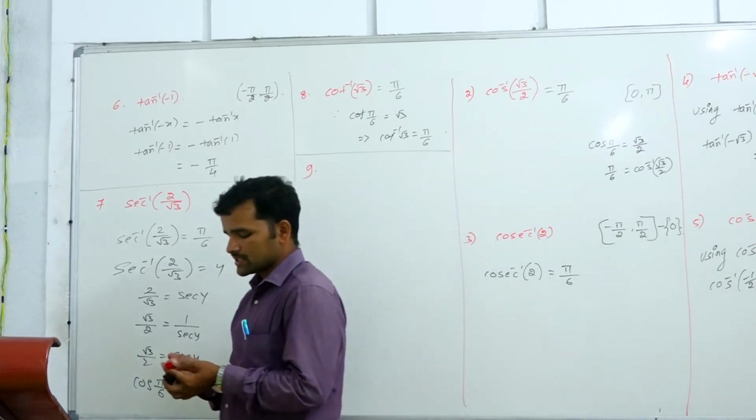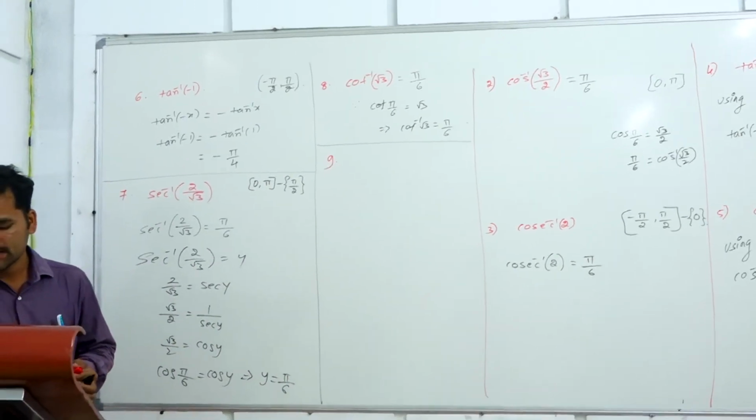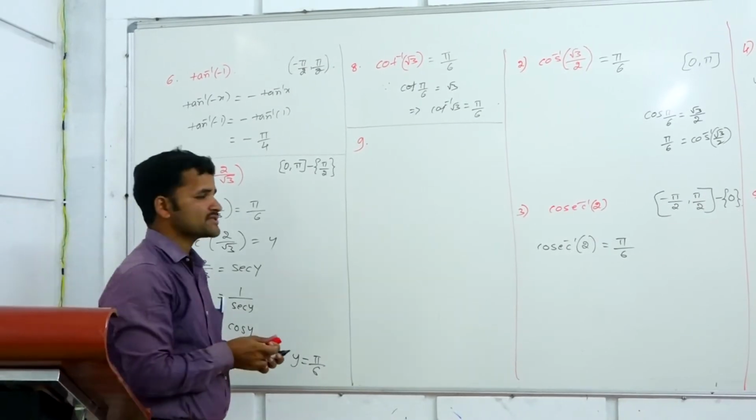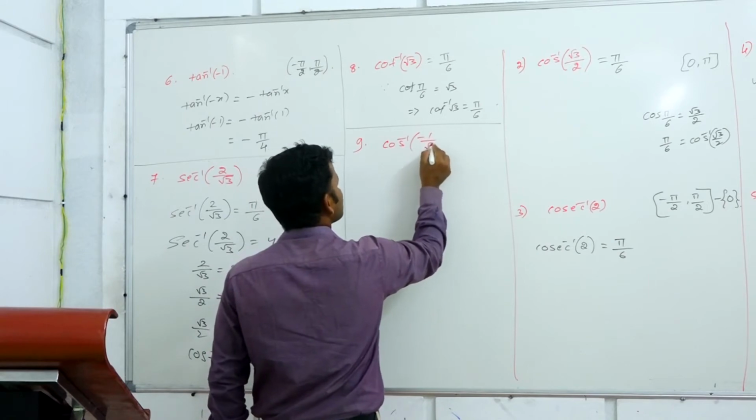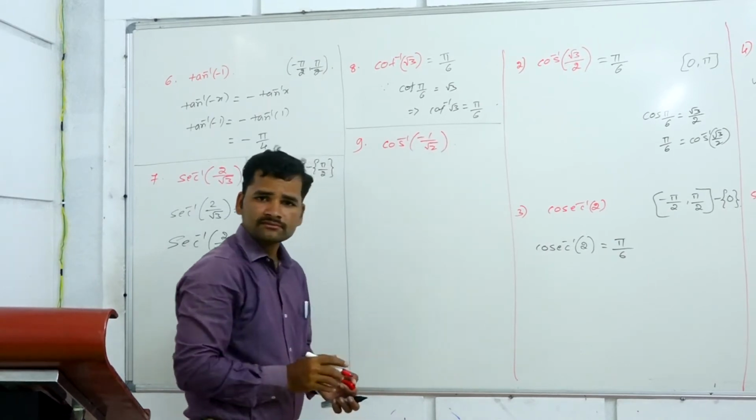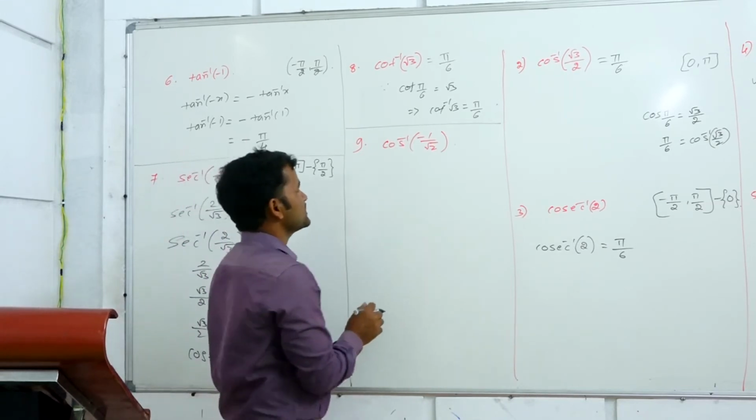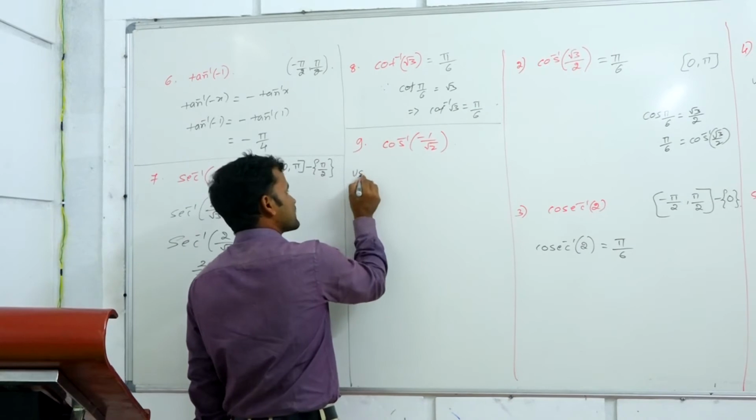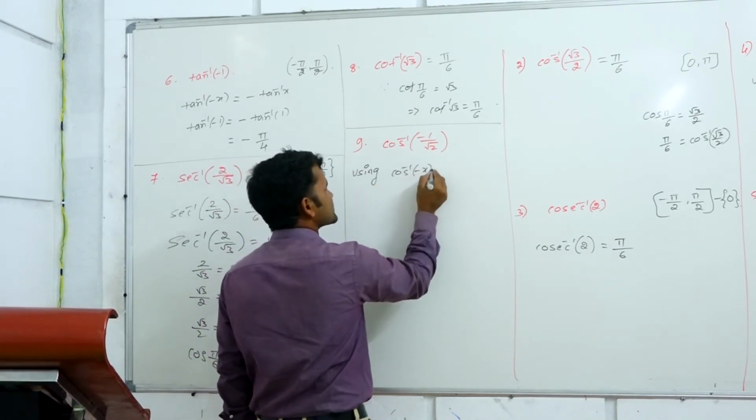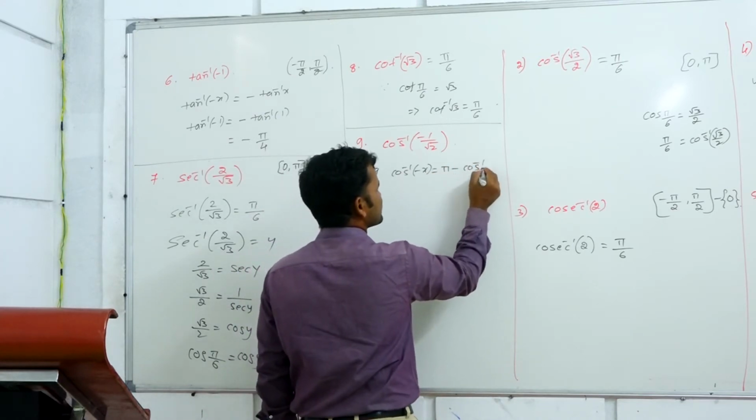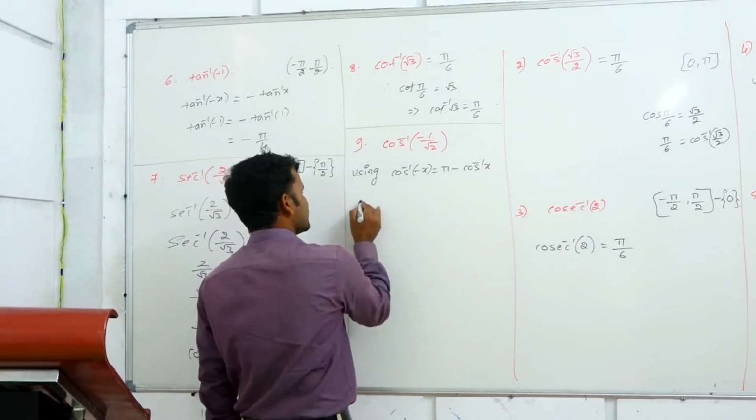Coming to question number 9 in the exercise 2.1. What does question number 9 say? That is cos inverse of minus 1 by root 2. Cos inverse of a negative value is there. Hence you use the property cos inverse of minus x is equal to pi minus cos inverse of x. You should remember the principal value branch also.